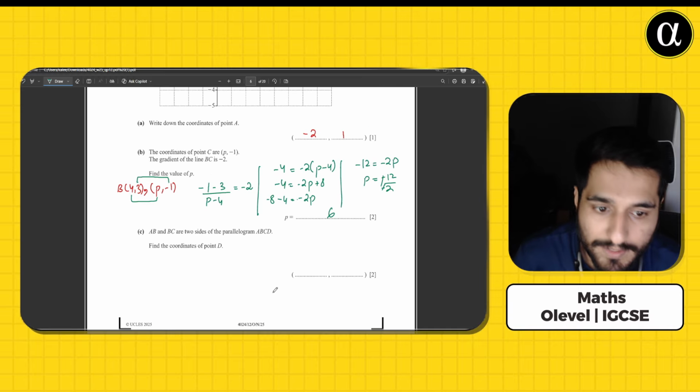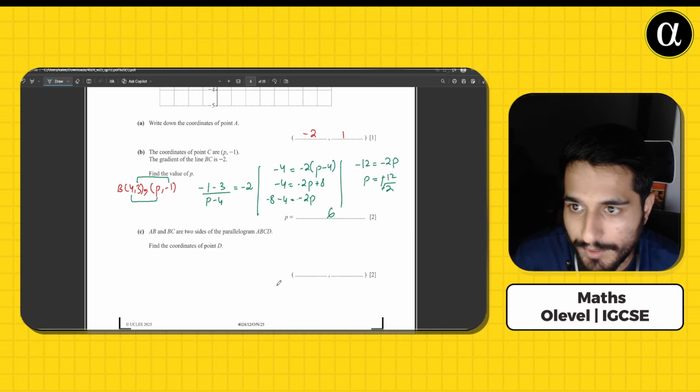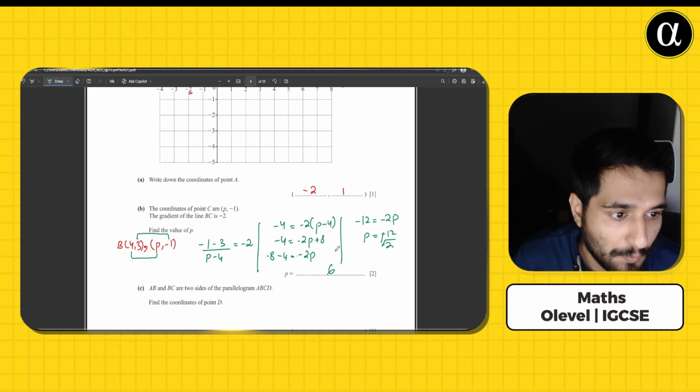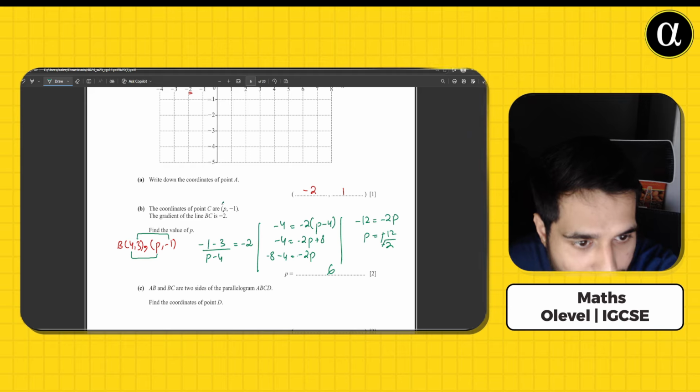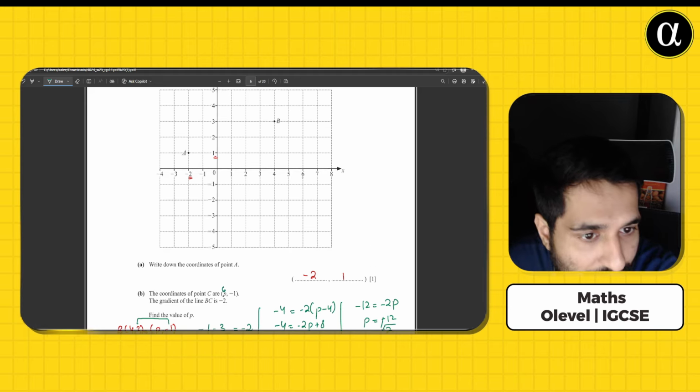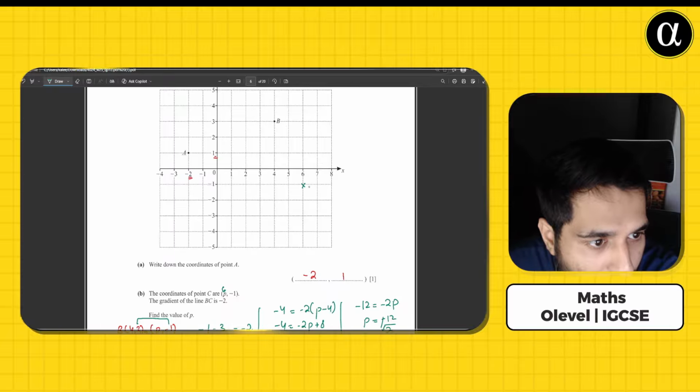Now, moving on, the next question states AB and BC are two sides of the parallelogram ABCD. Find the coordinates of point D. How are we going to do this? Now we know A, we know B, we know the coordinate C as well. That is 6 and minus 1. The value for P was 6, so it should be 6 and minus 1. Have a look. A, B and 6 and minus 1 somewhere here is going to be point C.